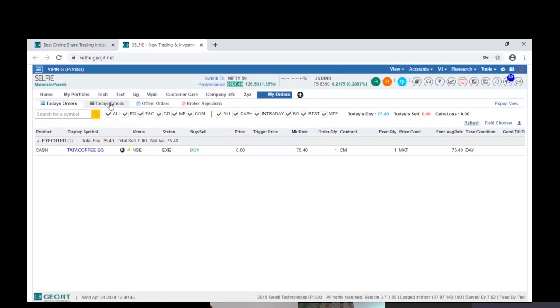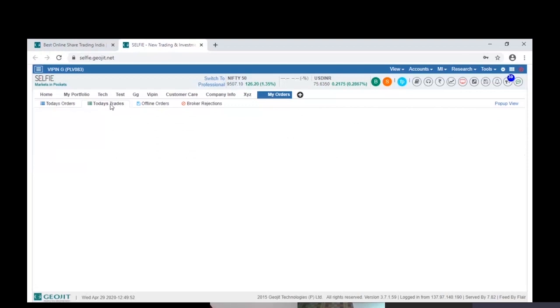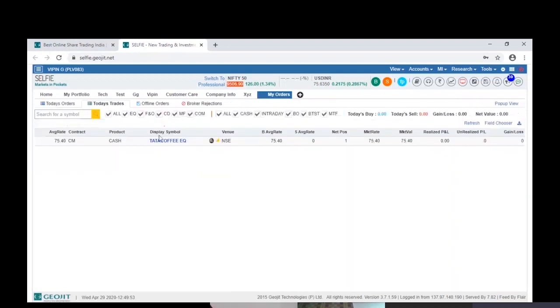If you want to see today's trades, you can see the same thing in your today's trades window also. This is the trade of today. I have executed Tata Coffee at 75.40. That's what the trade book tells you. The order window consists of all orders, both executed as well as pending, whereas the trade book shows only those trades which are executed in the market. I hope you have understood the orders, the order book and the trade book.